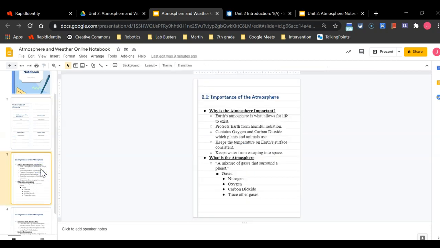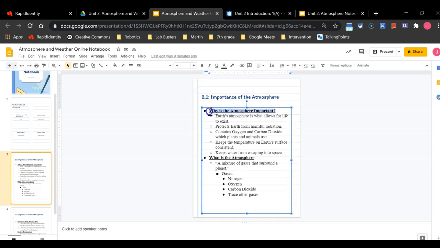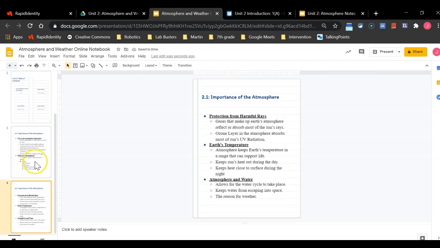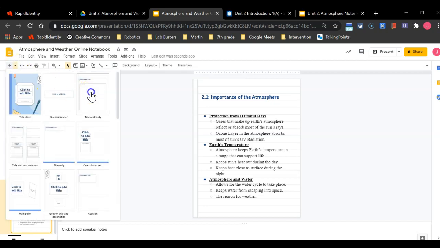My notes also look like this. I highlighted the title of each slide, as well as bolded it and underlined it, making sure that I know that that's an important topic. I did forget a question mark right there. And these are the slides from yesterday. Now we're going to continue on with the slides from today.